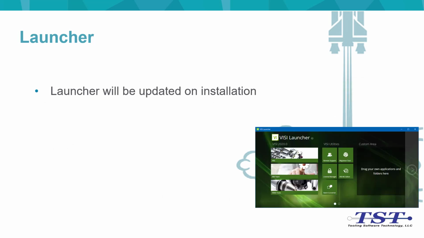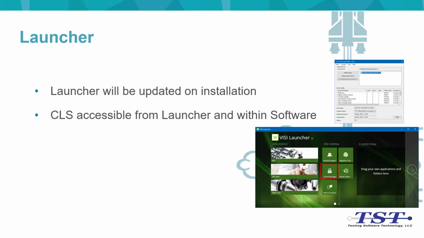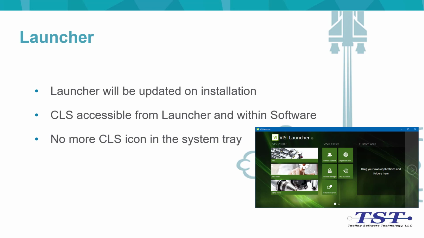This is going to house some different things like the migration tool, the CLS launcher as well, and the license manager through there. No more CLS icon in the system tray. It's been gone for a few versions now, so we should be pretty accustomed to that. Use that migration tool. It's going to help bring over all those settings.